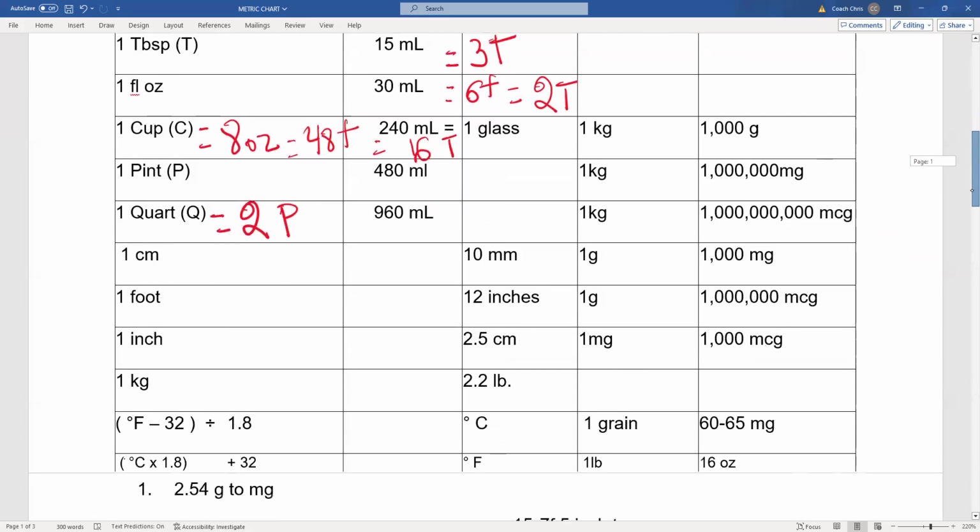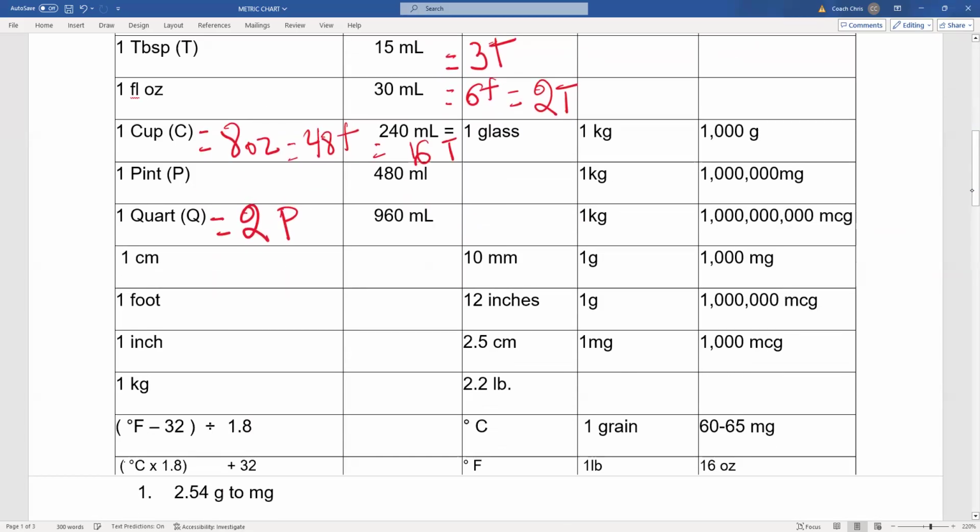All right. 1 centimeter equals 10 millimeters. Remember that. So from centimeter to millimeter, you multiply by 10. From millimeter back to centimeter, you divide by 10. 1 foot equals 12 inches. Those things, my friend, you just have to memorize them.